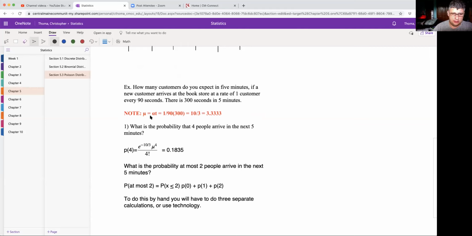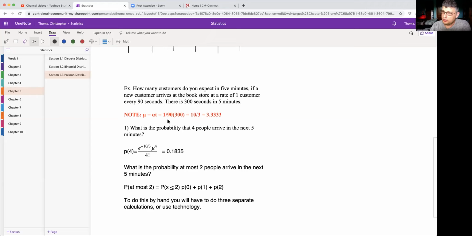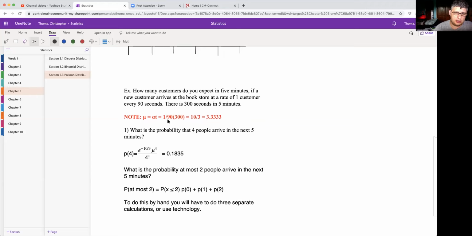To find our mean, again, our mean equals alpha t, where alpha is our rate and t is our time. So alpha is 1 customer every 90 seconds, so that's division, 1 over 90, times 5 minutes, or 300 seconds, so 10 over 3. In the next 5 minutes, I expect 3.3 customers. That's almost the exact same thing we just got for the binomial a minute ago, so there was a relationship there too. We'll talk about that in other sections.